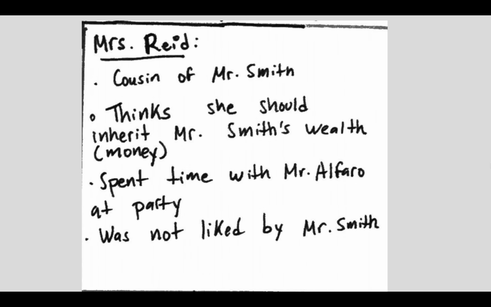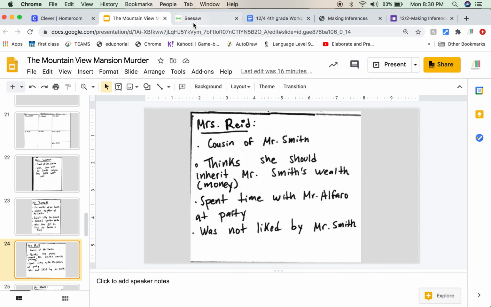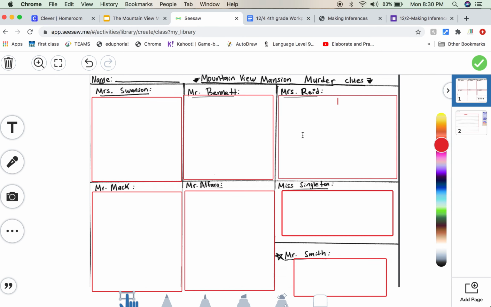Mrs. Reed was the cousin of Mr. Smith. Thinks she should inherit Mr. Smith's wealth, his money. Thinks she should have it. Spent time with Mr. Alfaro at the party and was not liked by Mr. Smith. This one has 4 bullet points, so write your notes on our suspect, Mrs. Reed. And once again, you are typing it in the red text box.